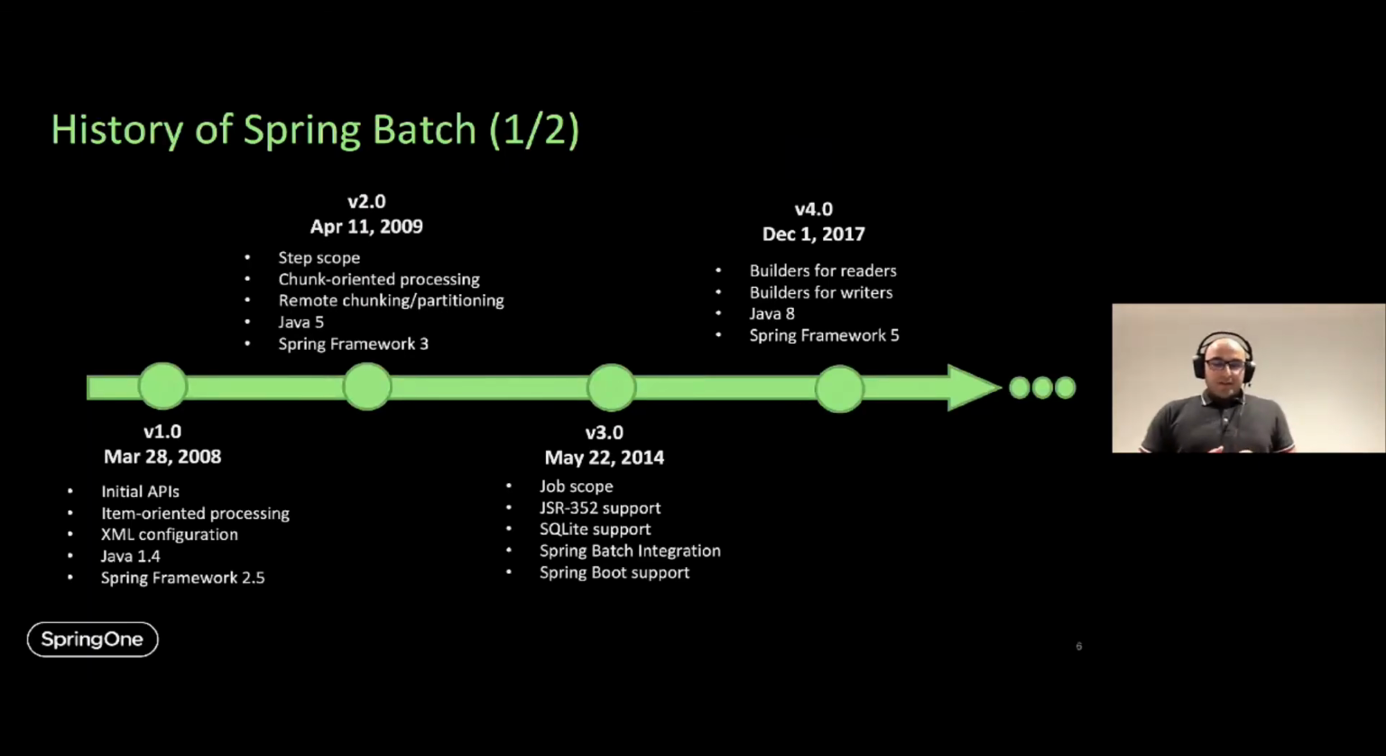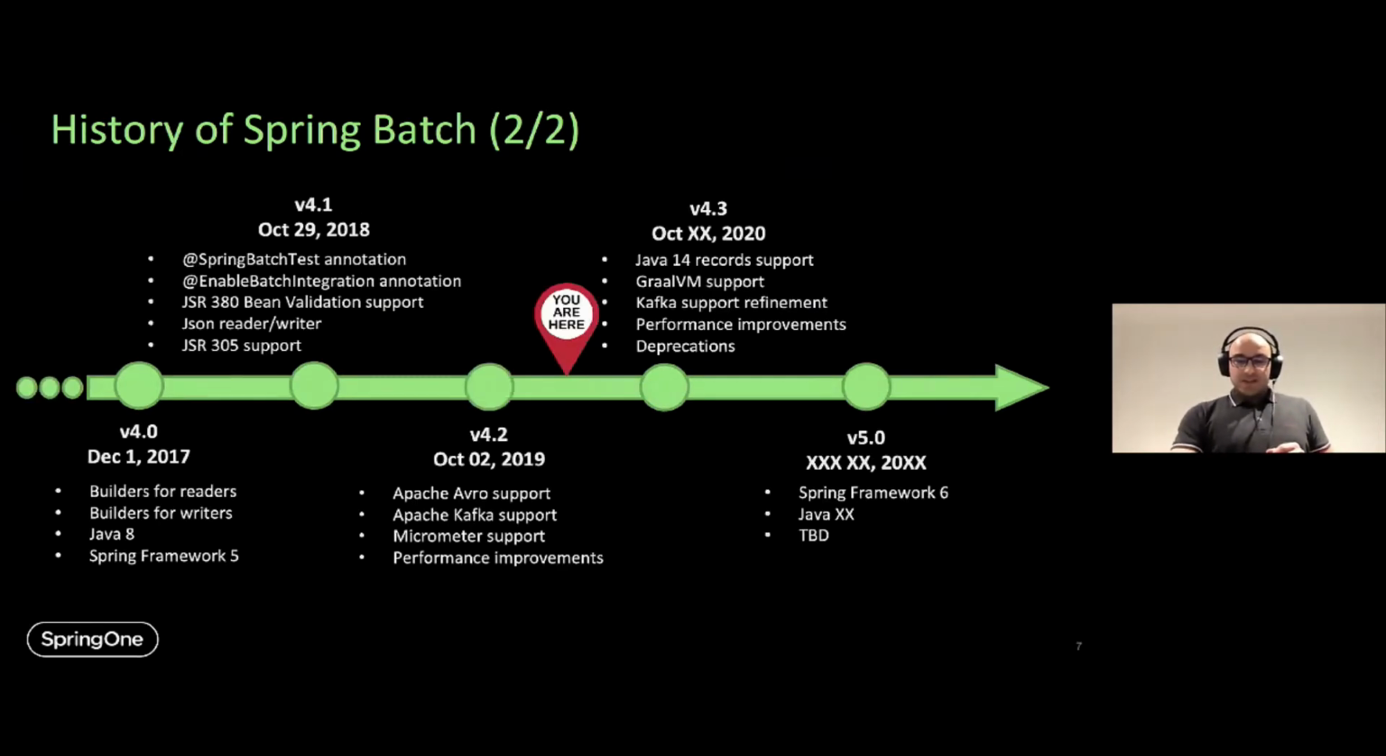This is a timeline of all major releases of Spring Batch since the beginning. I'm not going to talk about each release, but if we fast forward to today, we should be somewhere here between October 2019, when we released 4.2 last year, and October 2020, when we are planning to release 4.3, which is the version I'm going to present in this talk.